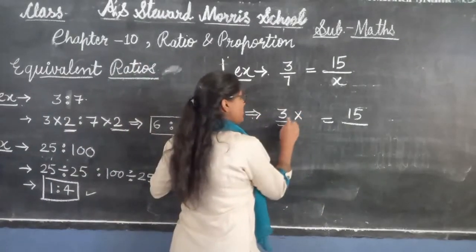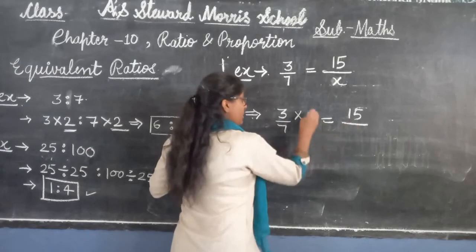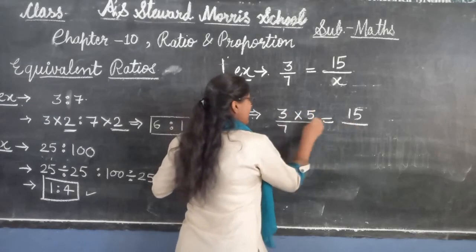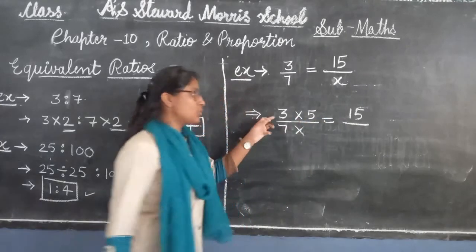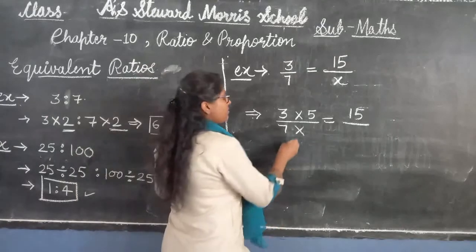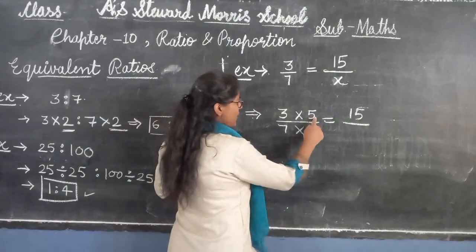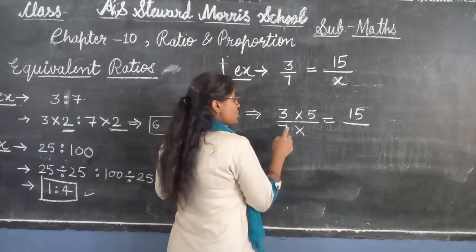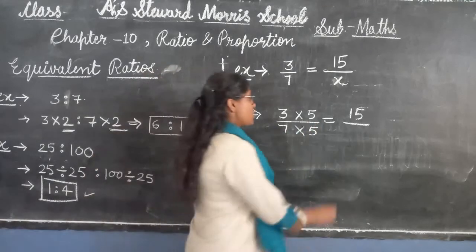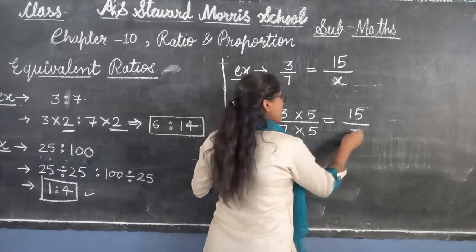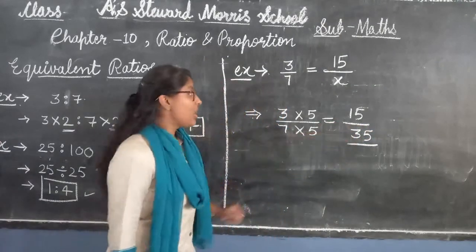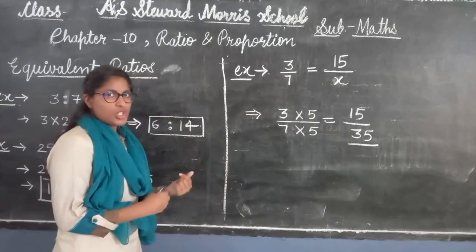By which number do you multiply this 3 to get 15? Yes, 5. So 3 fives are 15. And the equivalent concept is the same: the numerator and denominator are both multiplied by the same number. So here, if we multiply this 3 by 5, this 7 is also multiplied by 5. So what is our answer? 35 is our answer.